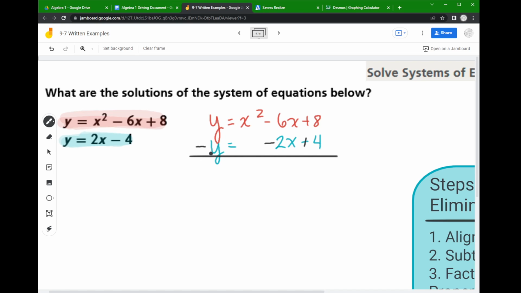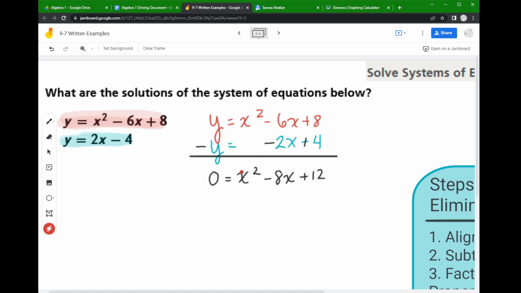So y minus y is 0. x squared plus nothing is x squared. Negative 6x minus 2x is a negative 8x. And 8 plus 4 gives me a positive 12. So when I combine that linear equation and the quadratic equation, it has provided me here with a new quadratic function.